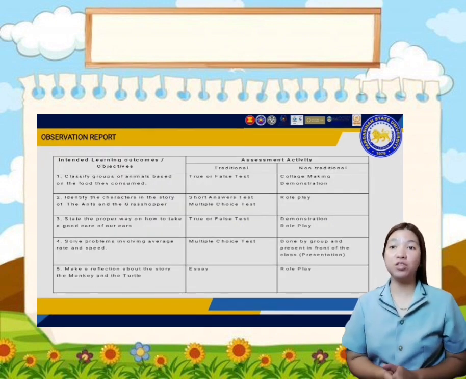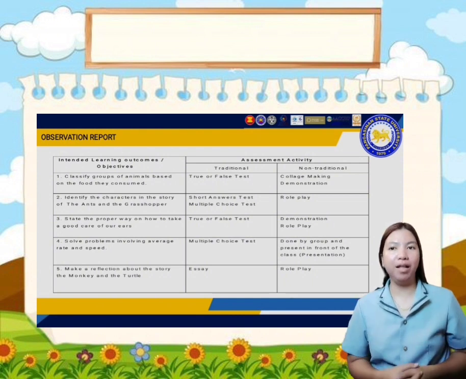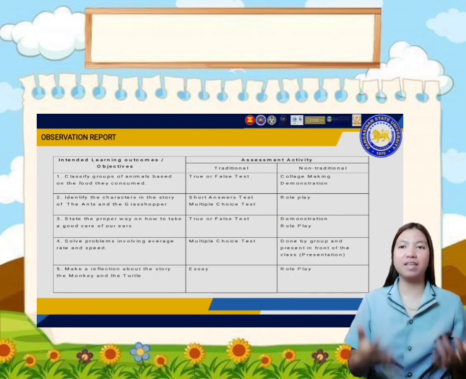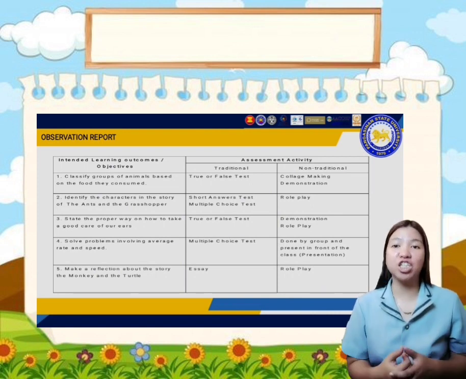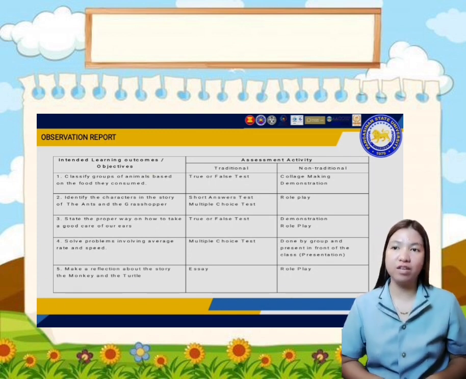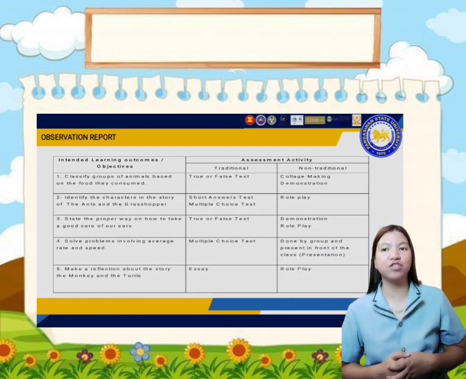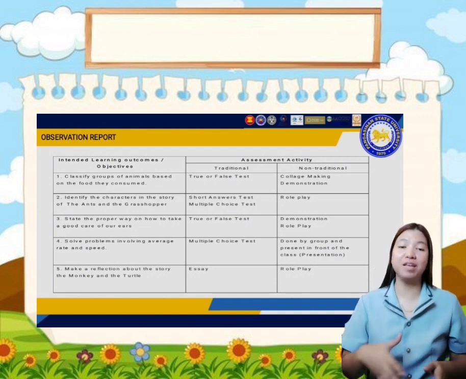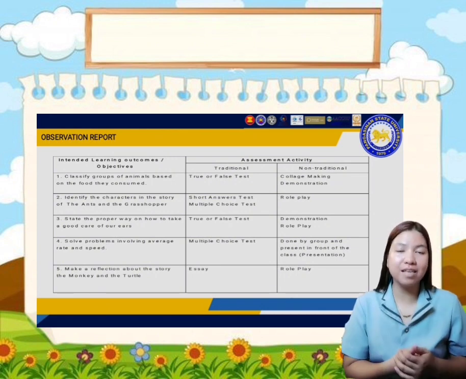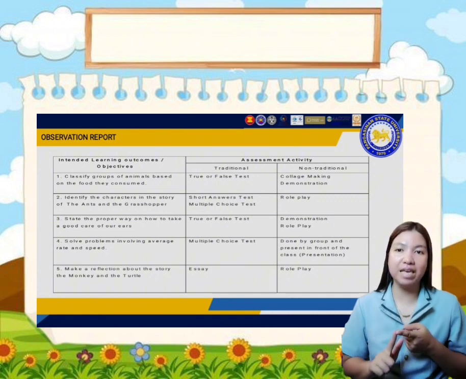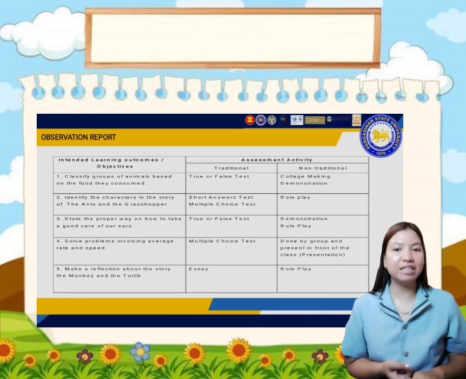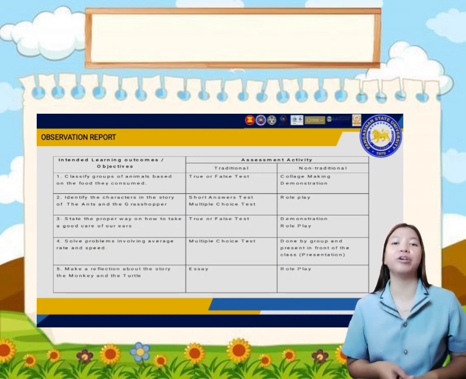Here, another table is presented wherein we complete the table by listing the intended learning outcomes projected by the teacher and the assessment activity that supports each intended learning outcome. So we have first the intended learning outcome or objective, which is to classify groups of animals based on the food they consume. Here is the assessment activity that the teacher used: in traditional, true or false tests, and for non-traditional, collage making and demonstration. For the second objective, identify the characters in the story of the ants and the grasshopper.